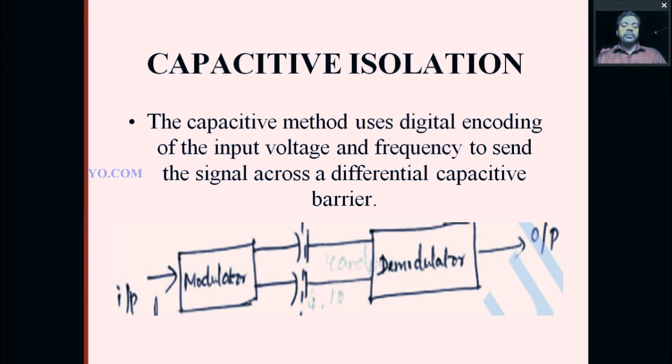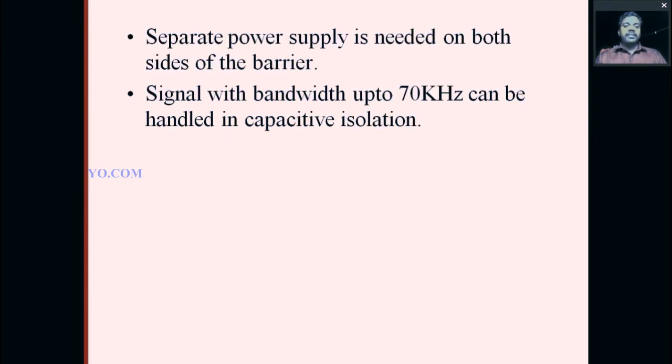Both are not connected, both are separated. So this is a capacitive isolation. A separate power supply is used on both sides of the barrier, so the input side and the output side have different supply voltages. A signal with bandwidth up to 70 kHz can be handled in capacitive isolation. So only signals with bandwidth of 70 kHz are suitable for capacitive isolation. This is one of the limitations of the capacitive isolation amplifier.